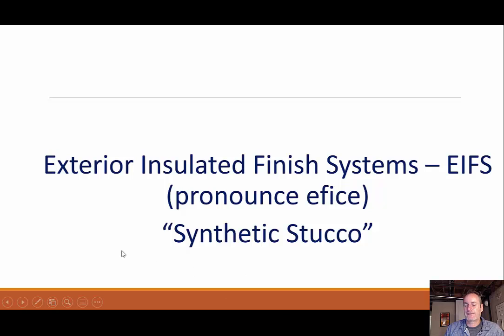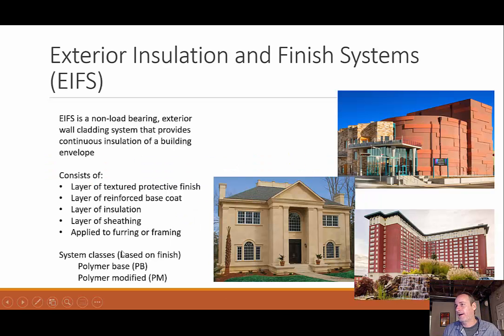And it's also called a synthetic stucco because it looks like stucco when you apply it. It's non-load bearing. It's this texture put on the outside. It provides this continuous insulation of a building envelope. So it's an exterior insulation, and what it's built up from is we have a protective finish. So this is going from the outside in. We have the outside, we have a protective finish, then we have our base coat, then we have our insulation, then we have our sheathing, and finally our sheathing is attached to our furring or framing.